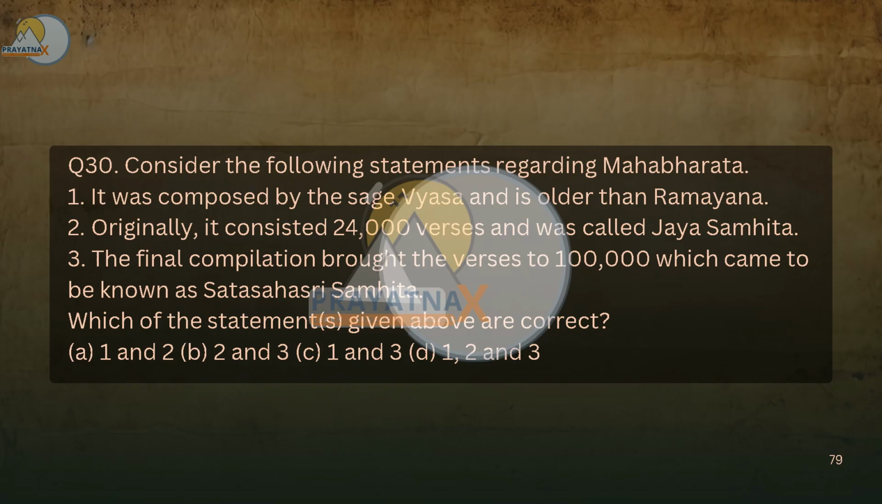So, as far as this is concerned, just the statements 1 and 3 are correct. Now, let us look at why option number 2 is incorrect. It says that originally it consisted of 24,000 verses and was called Jaya Samhita. But Jaya Samhita contained just 8,000 verses, and the part which contained 24,000 verses was called Bharata. And when it finally expanded to the final version of 1 lakh shlokas or verses, it was called Mahabharata.